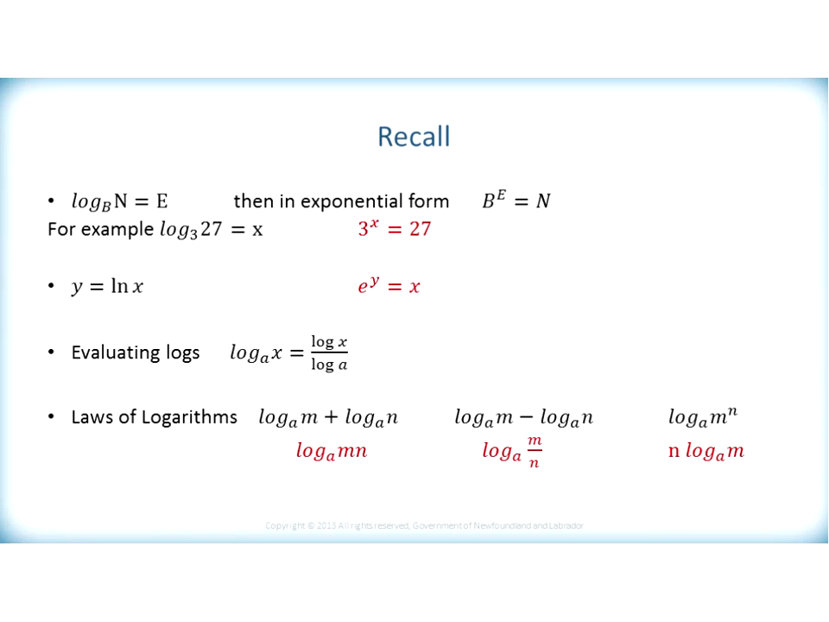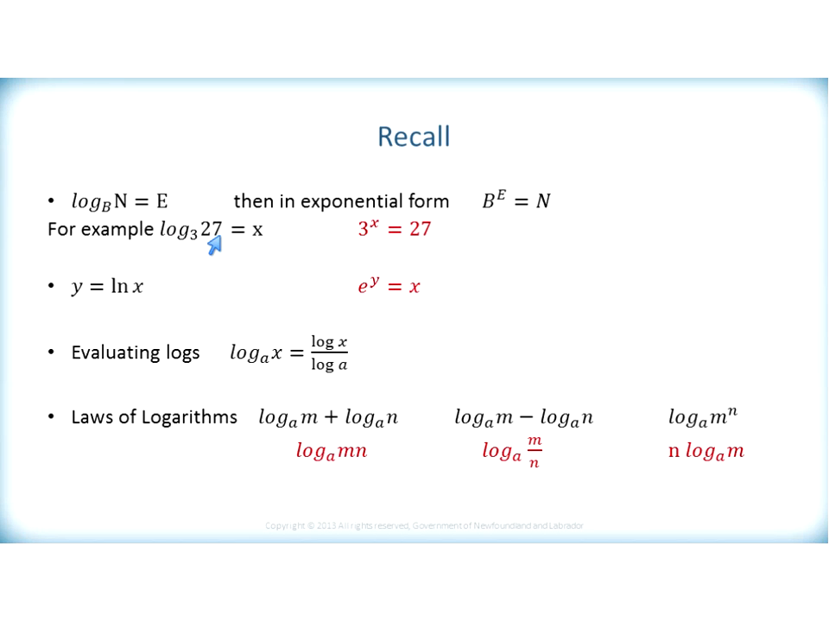So let's recall changing from logarithmic form to exponential form. We have the log form: log of an argument to the base b is equal to e. If we change it into exponential form, we have the base and the exponent would equal the argument.